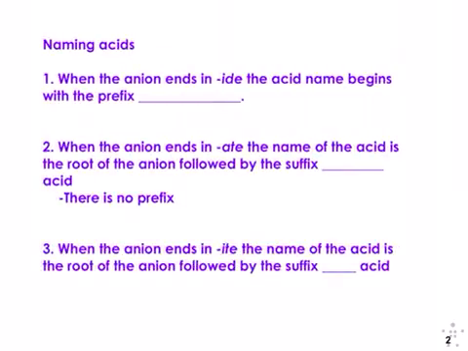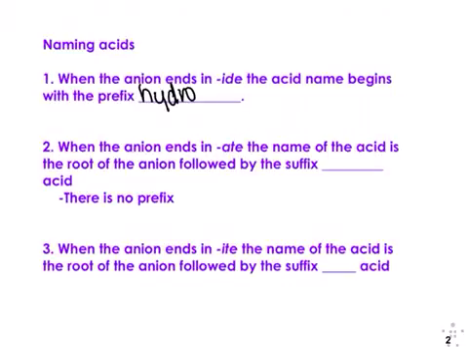So when it comes to naming acids, there are 3 rules that you need to look at. The first rule is that when the anion ends in ide, IDE, the acid name will then begin with the prefix hydro. And we'll do examples of these on the next page.